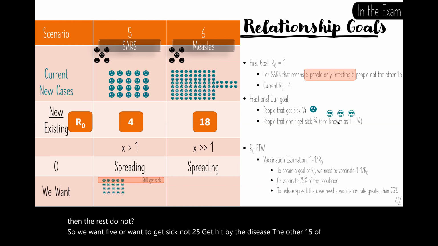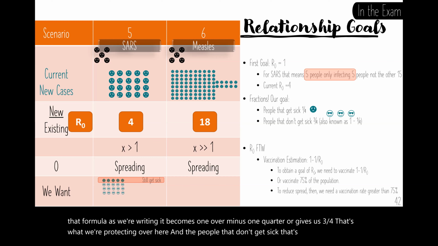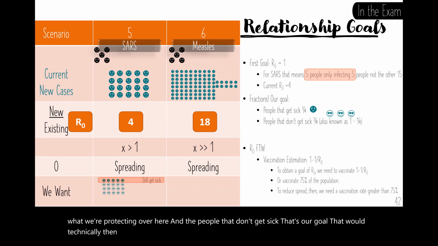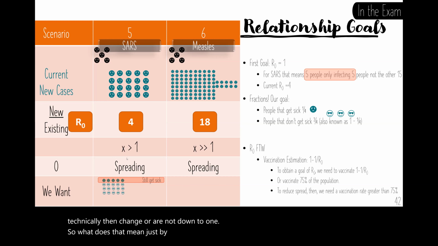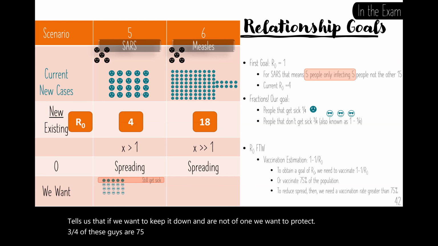And so that formula, as we're writing it, becomes 1 minus 1/4, or gives us 3/4. That's what we're protecting over here, the people that don't get sick. That's our goal. That would technically then change our R naught down to 1. So what does that mean? Just by logic, it tells us that if we want to keep it down to an R naught of 1, we want to protect 3/4 of these guys, or 75% of them. So what's the word protect here? What do we change that into in our field?